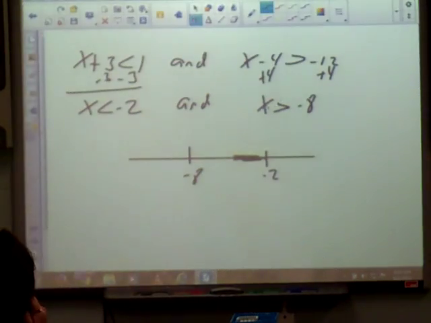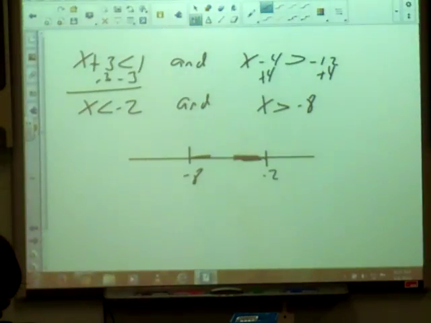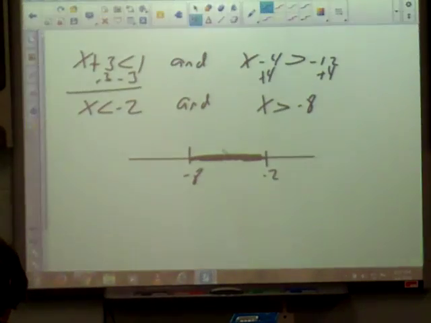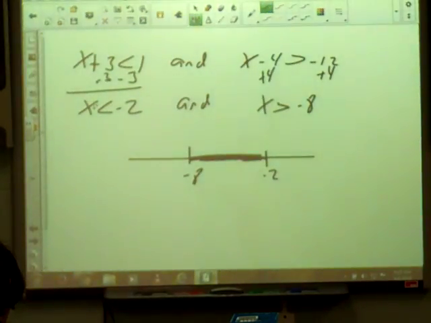Going that way. This one says x is greater than negative 8. That means it's got to be going to the right of negative 8. So it's looking like that. So my answer is going to be everything in between those. And then neither one of these have lines underneath them, so it'll just be parentheses.